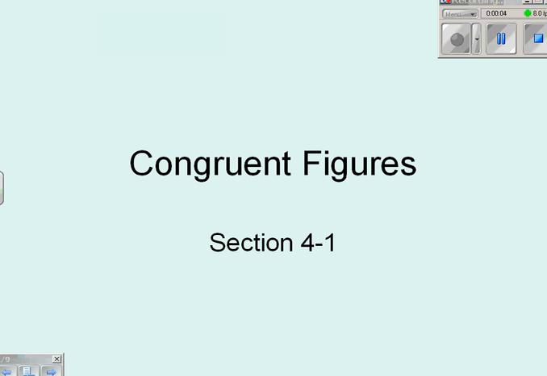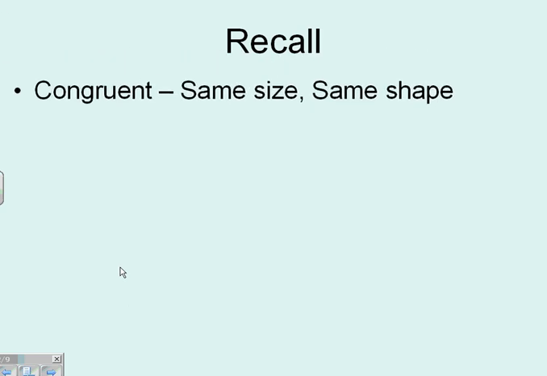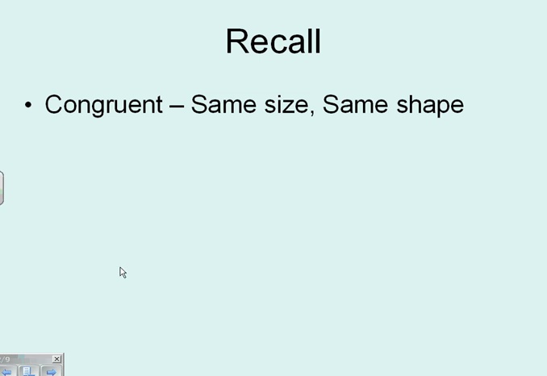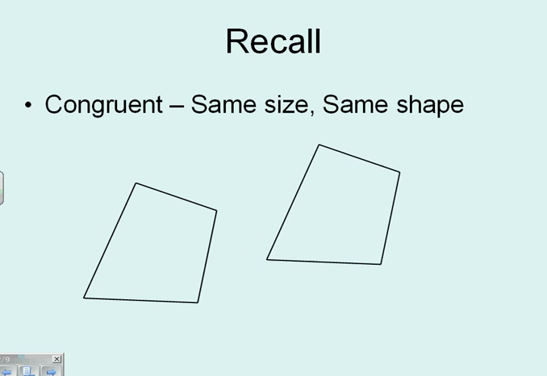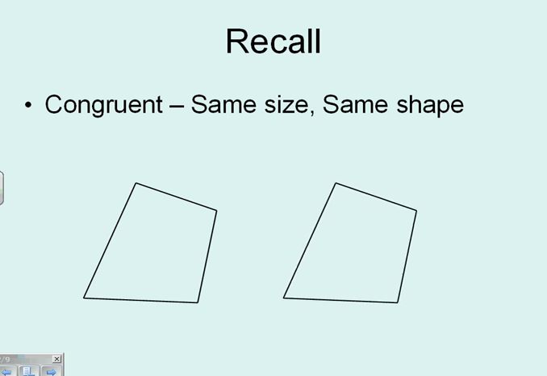Section 4.1 is entitled Congruent Figures. So we're going to talk about what makes figures congruent and how we use congruency when we're talking about geometry. We have to remember our definition of congruency, which means same size, same shape. So if I have two figures, like the two right here, they are congruent as long as they are the same size and the same shape.